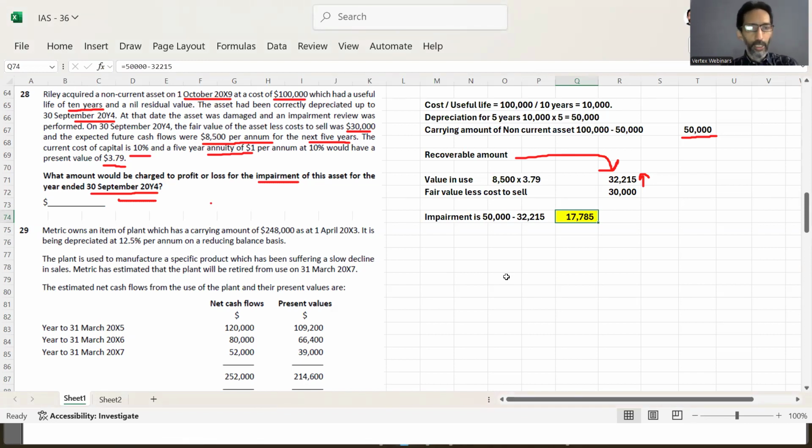This was a really good question because it helped us understand the whole process. We calculated the value in use, and we also calculated the carrying amount. We figured out that the carrying amount is higher than the higher of the two, fair value less cost to sell and value in use. So we calculated the impairment. It's a really good question to have a good understanding of how to calculate the impairment. Okay, so I hope you're comfortable with this one. We can move on to the next one.